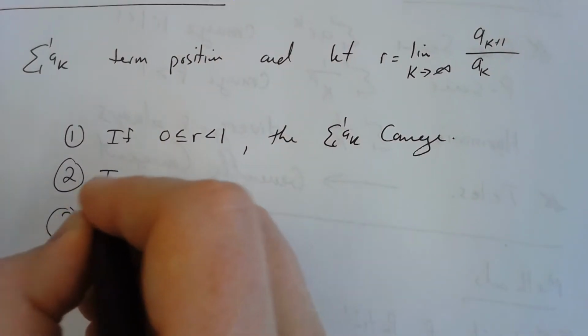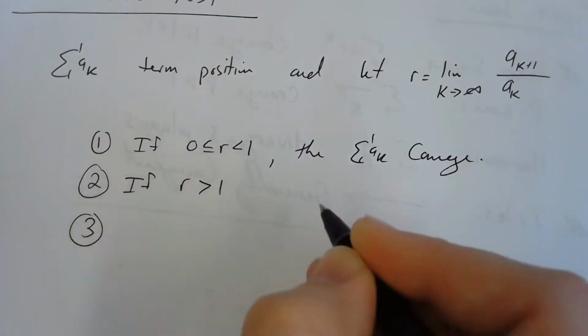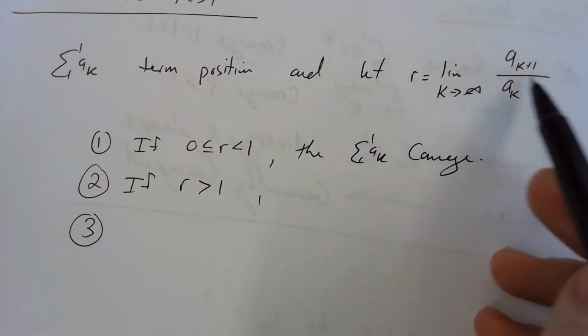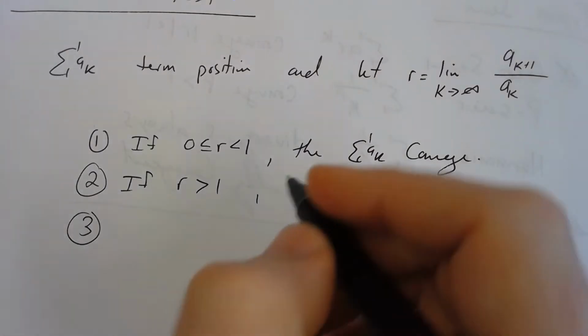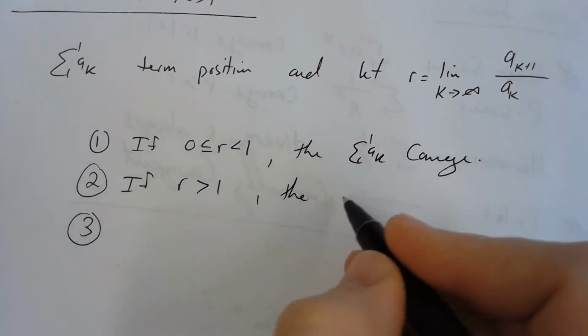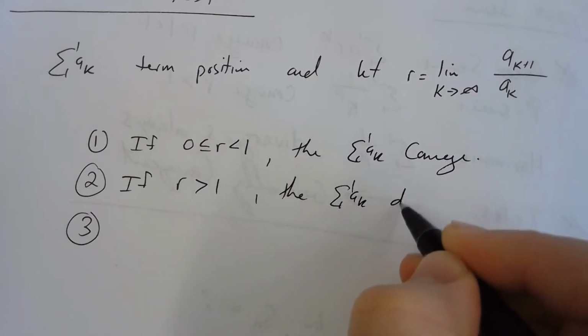Number 2, if I can conclude that r is greater than 1. So if the terms on top happen to be larger than the terms on the bottom, then the terms are slowly getting larger and larger and larger as we go, and that should imply that the series a sub k will diverge.